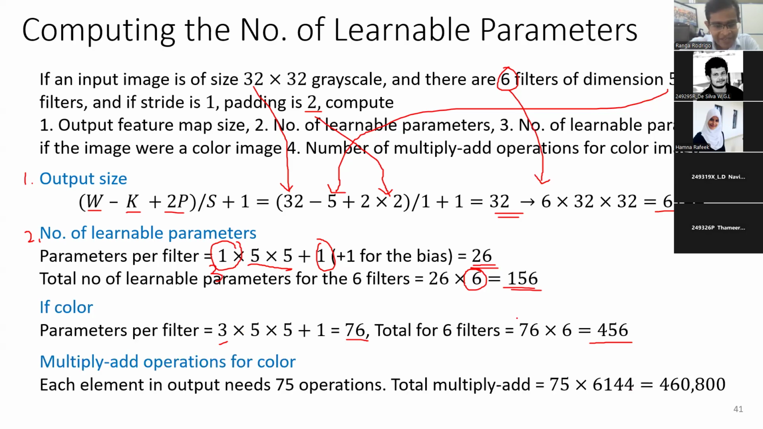Okay. Finally, number of multiply-add operations. Each element in output needs 75 operations because 3 times 5 by 5 multiplications. Total multiply-add operations will be 75 times the output size. This is the output size, 6,144. So remember how you compute the output size. This example is an important example.